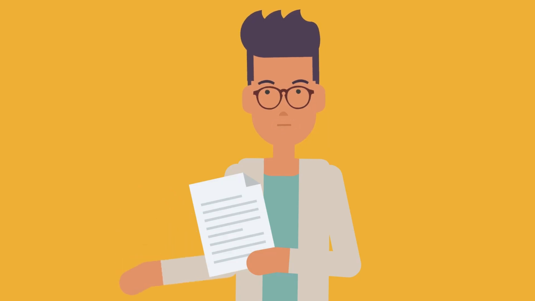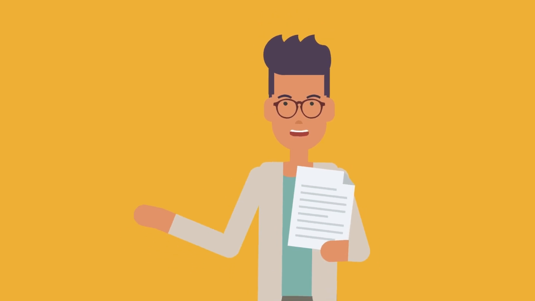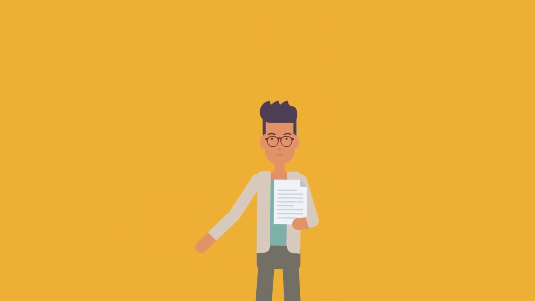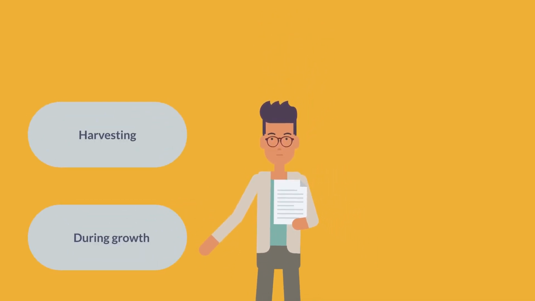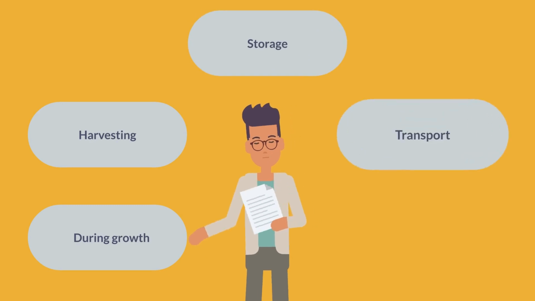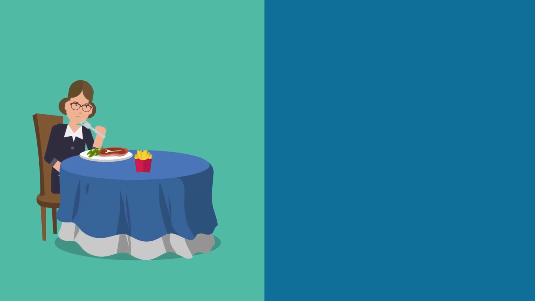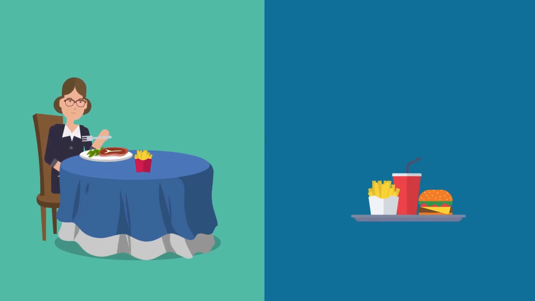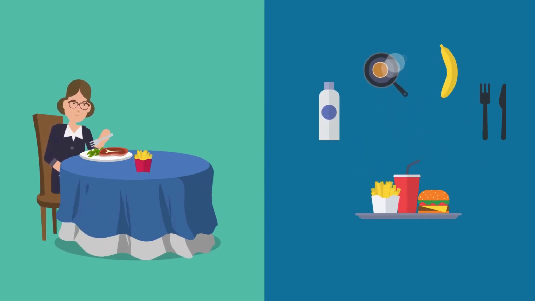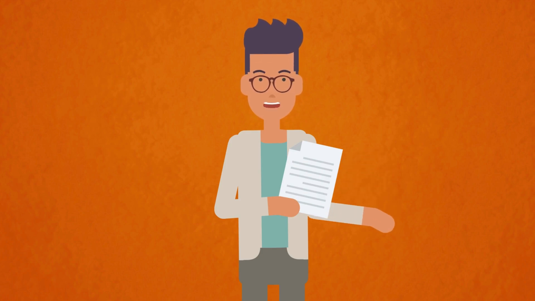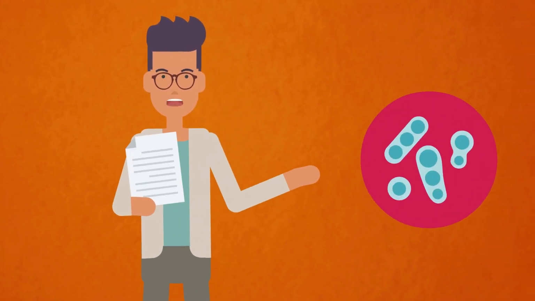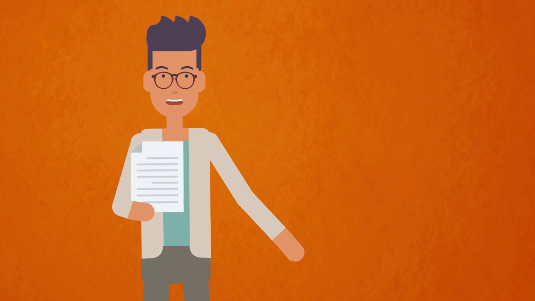Well, food can be contaminated at any point between farm and plate. During growth, harvesting, storage, transport, cooking or serving. Contamination can either be from the source or more frequently by cross-contamination. This means the transfer of harmful contaminants, usually bacteria, from one surface or item to another.